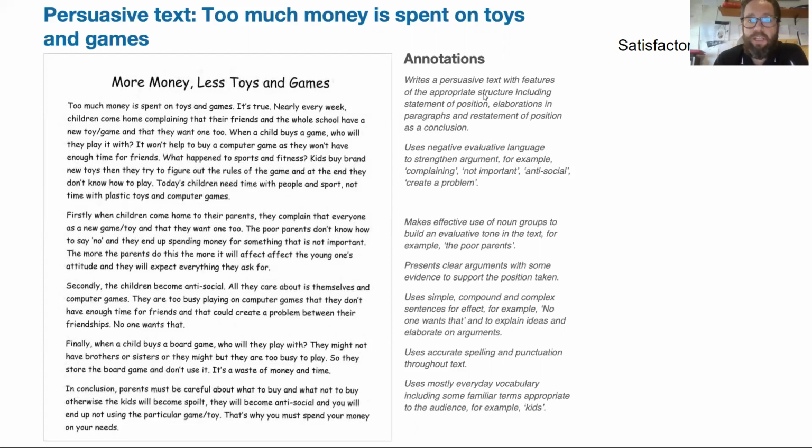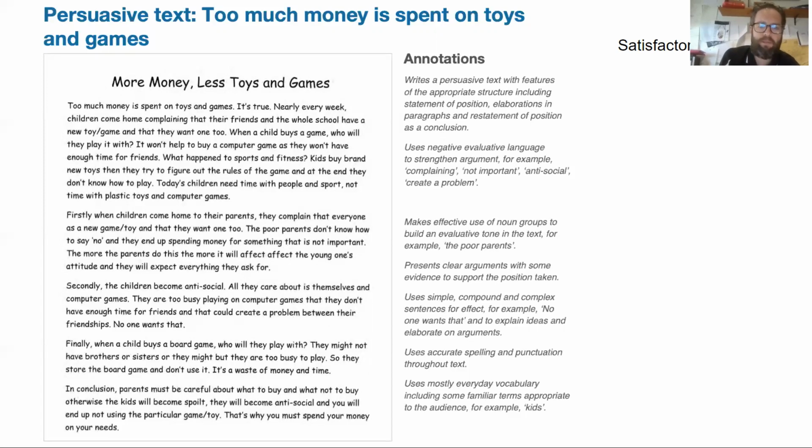Now the annotation here, it says that it has the appropriate structure and it elaborates in the paragraphs. Let's have a look. Firstly, when children come home to their parents, they complain that everyone has a new game or toy and that they want one too. The poor parents don't know how to say no, and they end up spending money for something that is not important. The more the parents do this, the more it will affect the young one's attitude, and they will expect everything they ask for. Secondly, the children become antisocial.